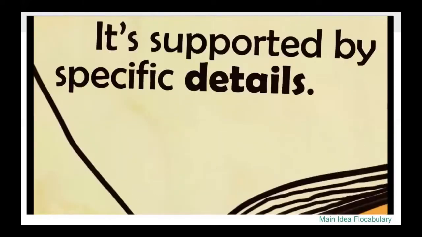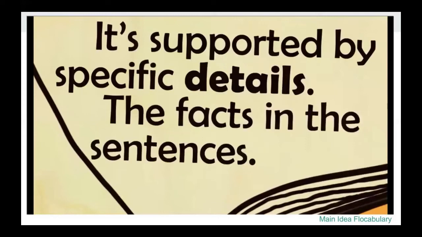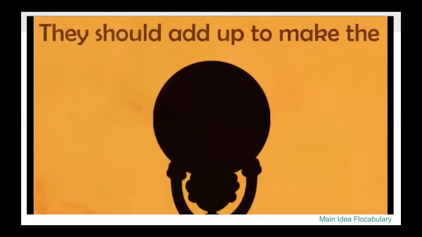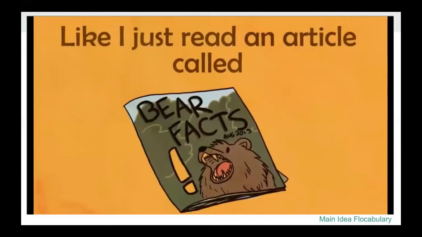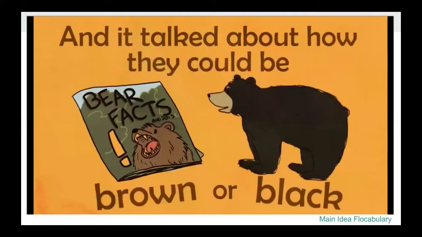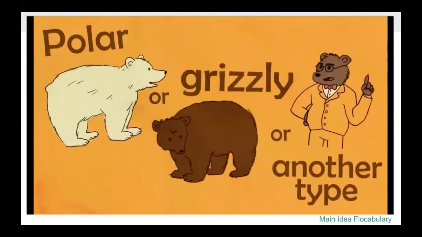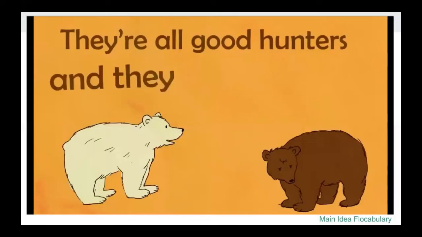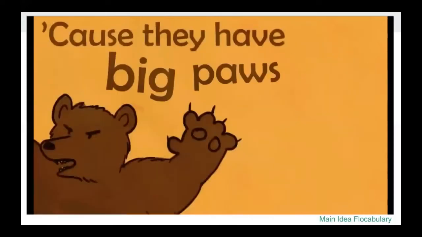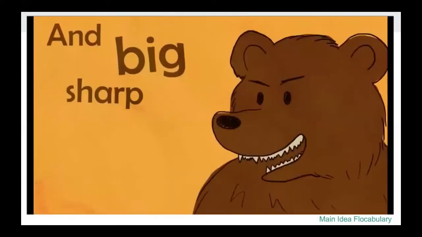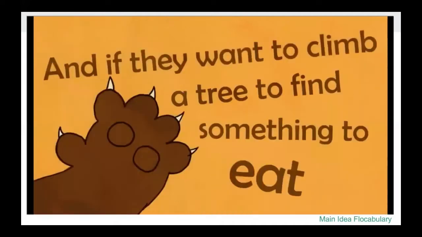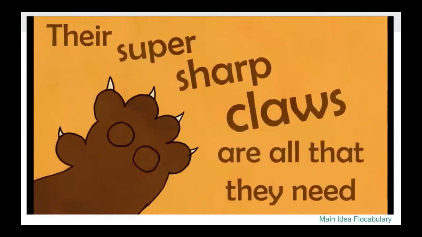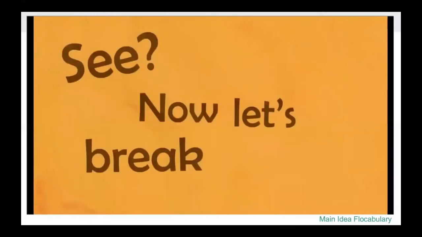It's supported by specific details. The facts and the sentences, be real. They should add up to make the main idea, kids. They form up like cheerleaders in the pyramid. Like I just read an article called Bare Facts, and it talks about how they could be brown or black, polar or grizzly or another type. They're all good hunters and they know how to fight, because they have big paws so they can catch fish, and big sharp teeth that they eat with. And if they want to climb a tree to find something to eat, their super sharp claws are all that they need. See? Now let's break it down.